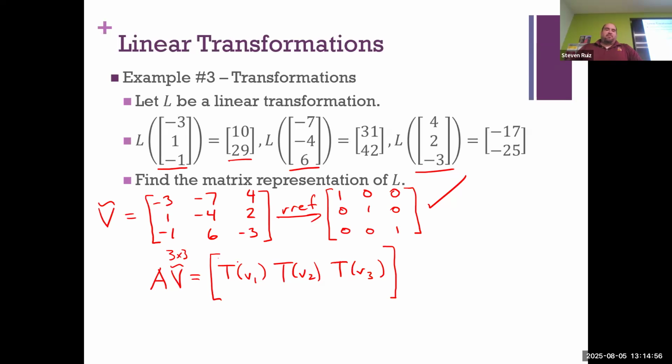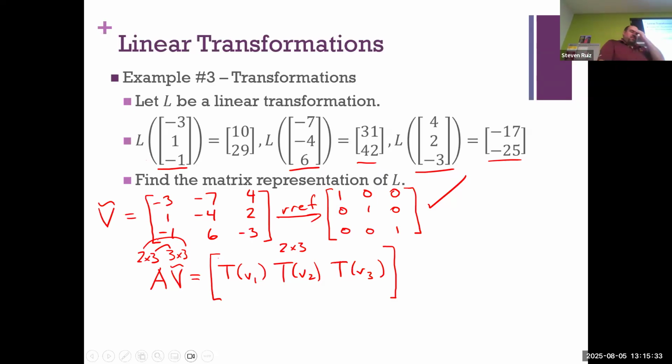So each one of these vectors, these TV1s, those are the outputs of these. So these are going to be these 10, 29, 31, 42, negative 17, 25. Each of these vectors is a single column with 2 rows. So this output is 2 by 3, which means A better be what order? 2 by 3. So the threes need to agree, and then the outer dimensions dictate the order of the product.